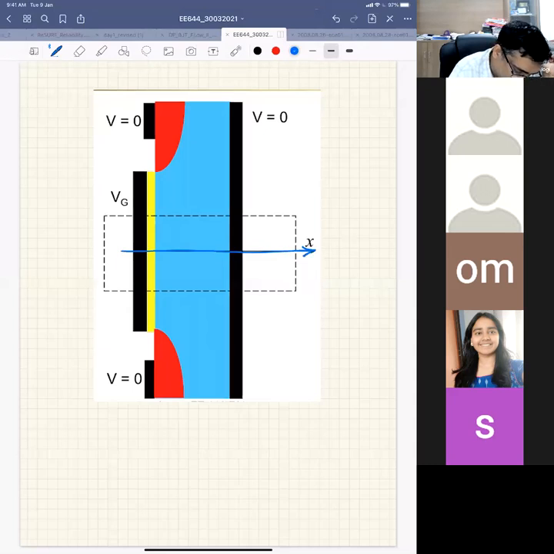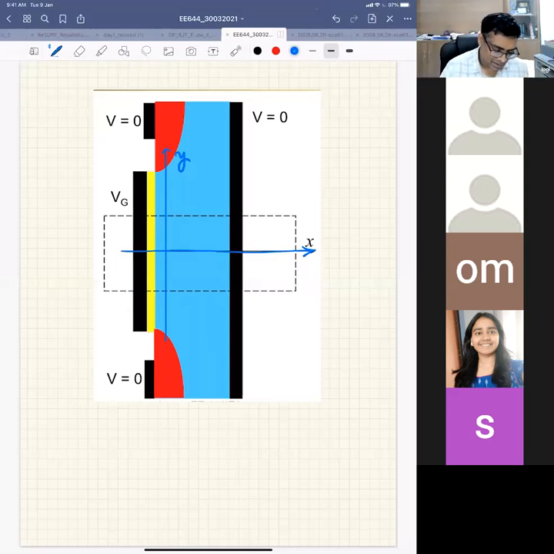Or I could also plot from source to drain. So this will be my y direction, right? Okay, so let's start with the x direction band diagram.